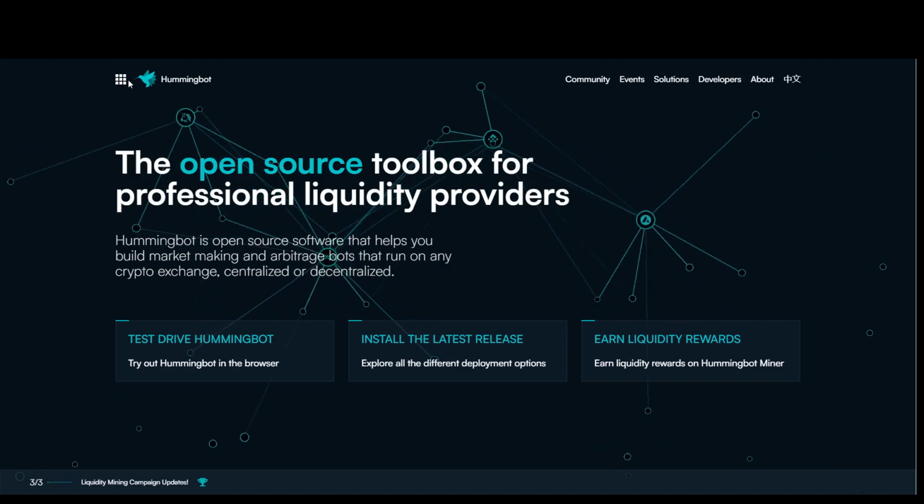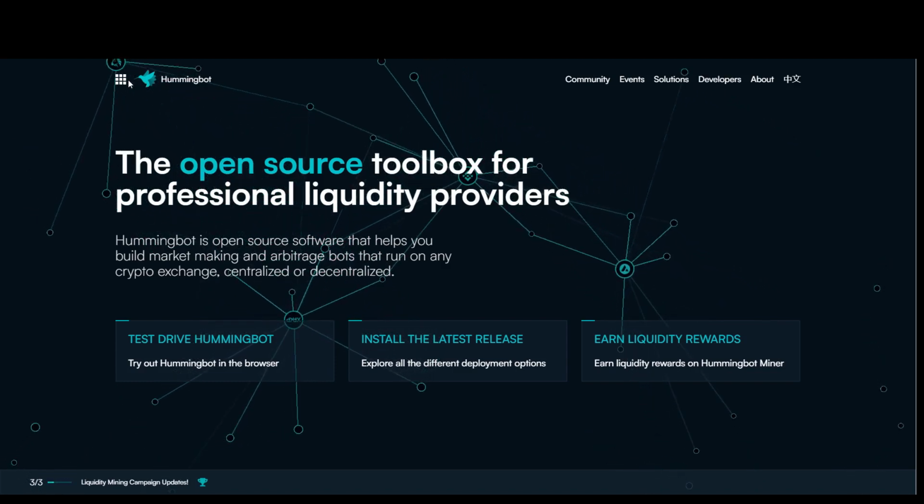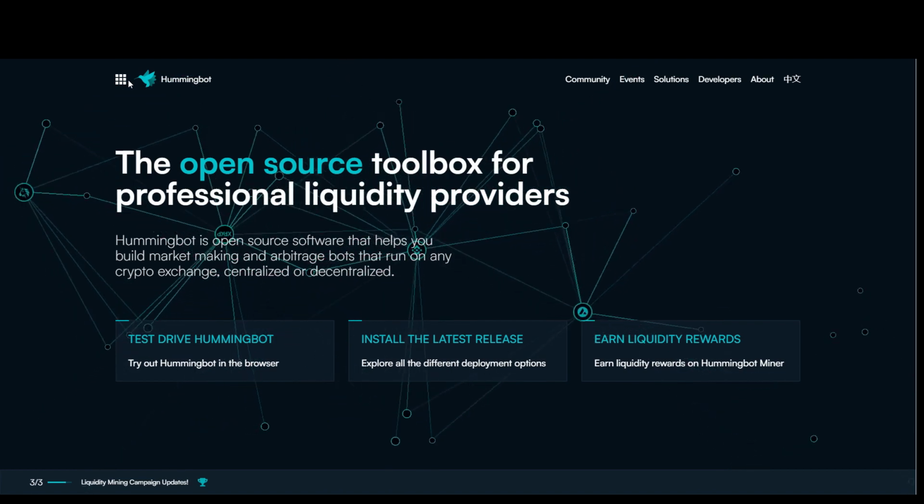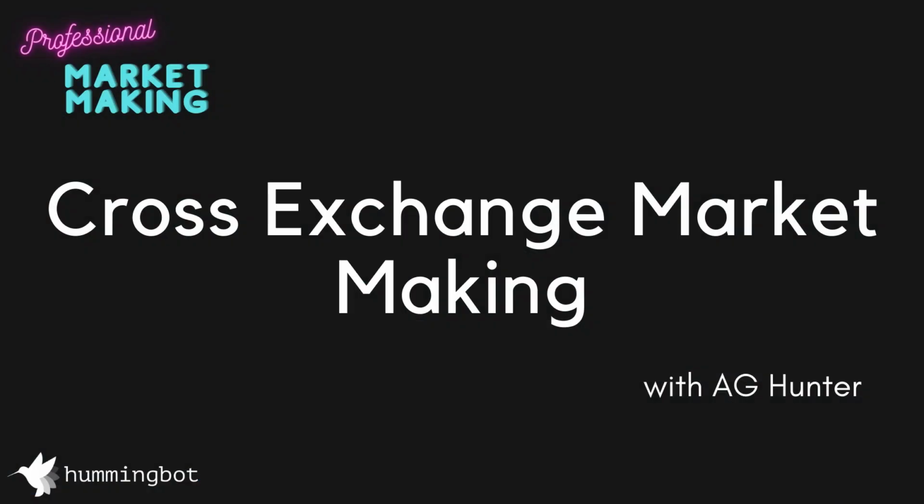Hummingbot is an open source software platform that helps you build market making and arbitrage bots that can run on any cryptocurrency exchange. This video is the first in a series on the cross-exchange market making strategy that can be employed when using the Hummingbot market making software.